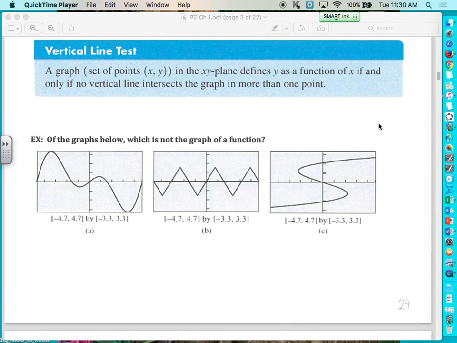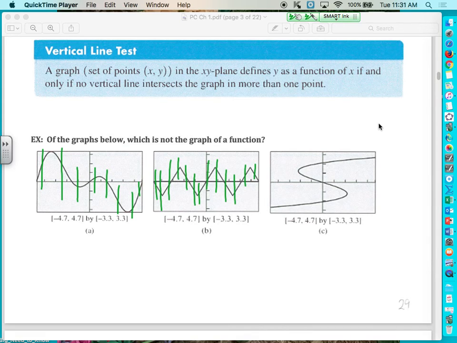So quick review. Vertical line test: an equation is a function if you can draw a vertical line anywhere along the graph and it only touches the graph at one point at a time. So that first one is a function. Second one, same thing. If I draw a vertical line anywhere, I have some sharp points on here. Doesn't matter. This vertical line can only ever touch this graph at one point at a time. So both of these are functions because they pass that vertical line test.